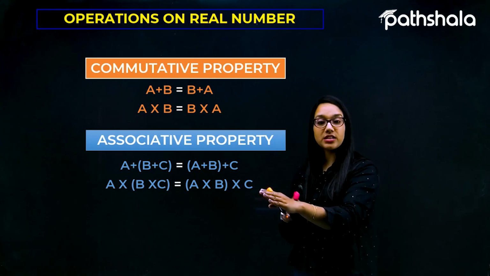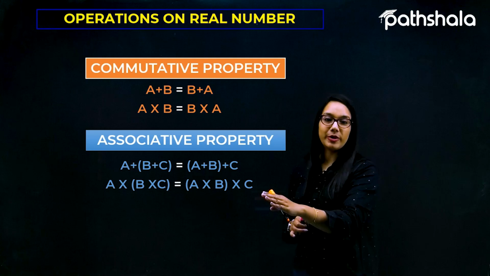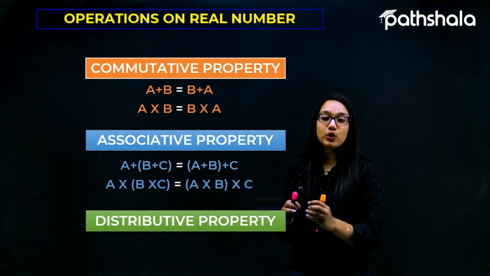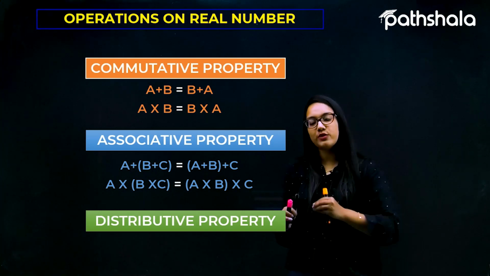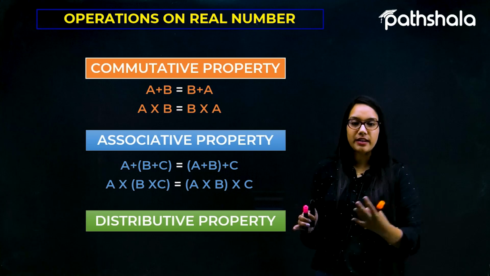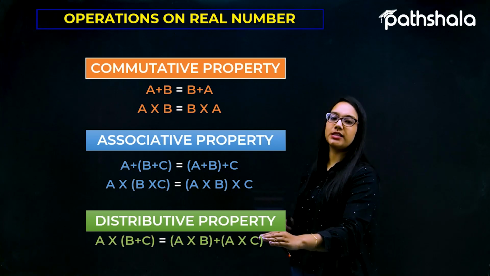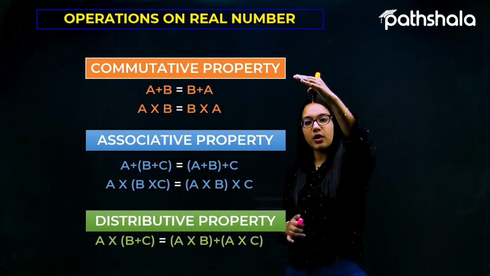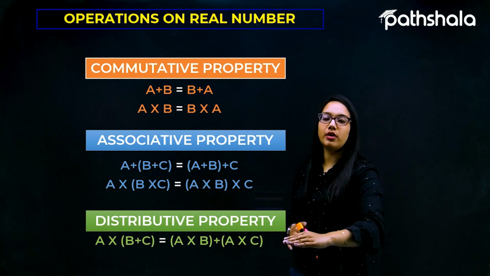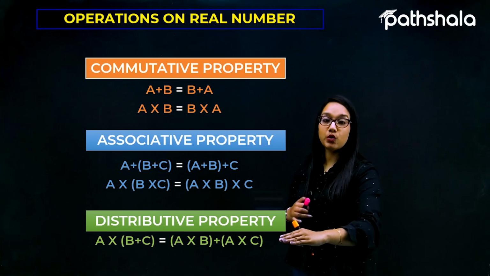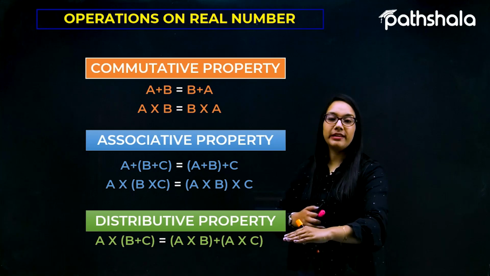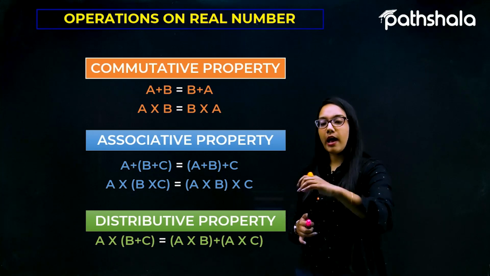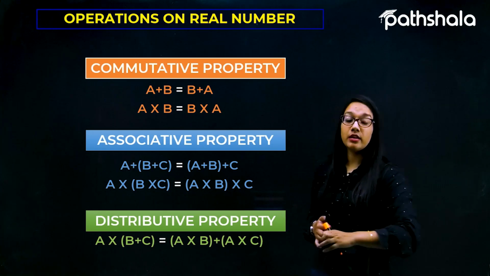The last property is called the distributive property. What is the meaning of distributive property? It is actually a combination of addition and multiplication. Suppose we are talking about any three real numbers. Then a into b plus c is always equal to a into b plus a into c. Always remember all these three properties in order to operate with the various operations on the real numbers. We have to remember these three properties all together in order to do the questions.